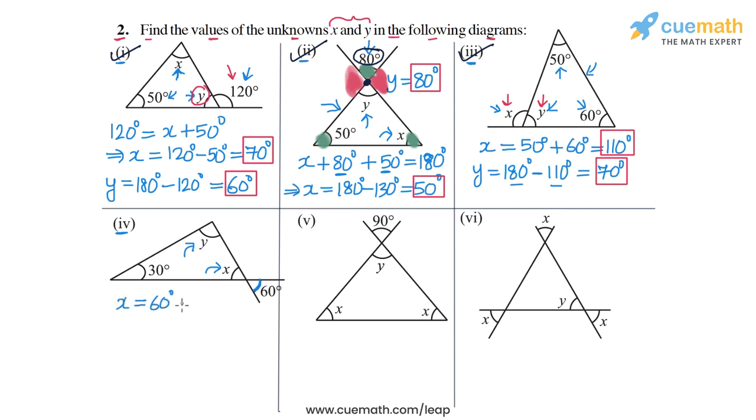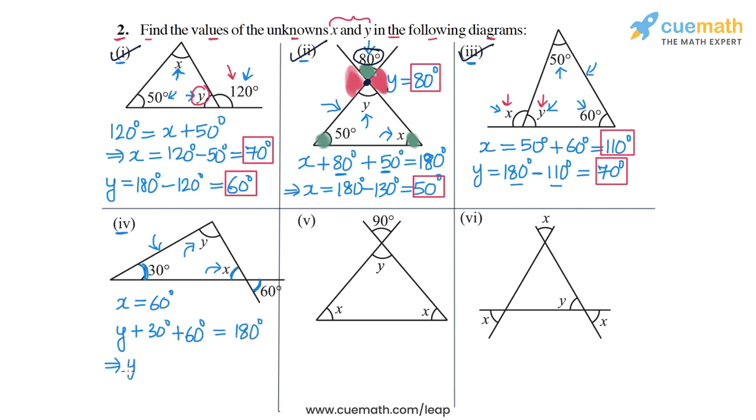And to find y, we can apply the angle sum property to this triangle. We can say that the sum of the interior angles of the triangle is 180 degrees. So y plus 30 degrees, 30 degrees is this angle, plus the third angle is x, which we have calculated as 60 degrees. So y plus 30 plus 60 will be equal to 180 degrees.